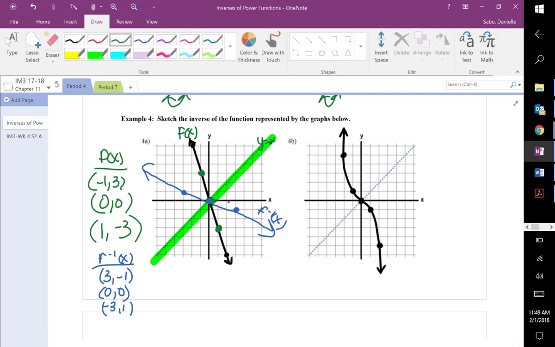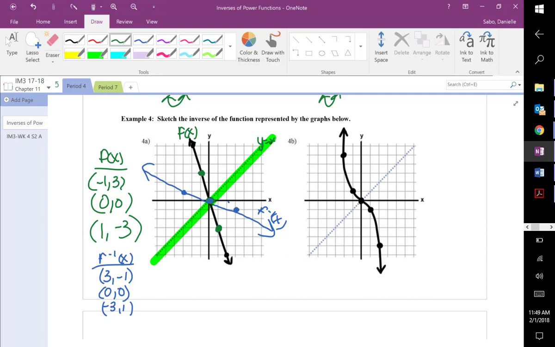If I were to take this point and fold it over my hand, do you see how it becomes this blue one? Then same thing here. If I take this one, I grab it and I fold it over my hand, it becomes the blue one here. That's what it is to be an inverse.